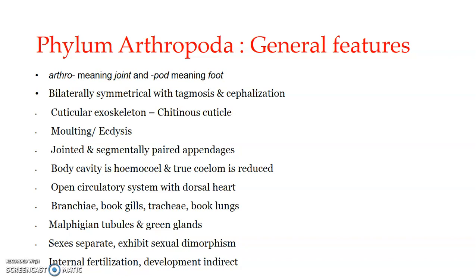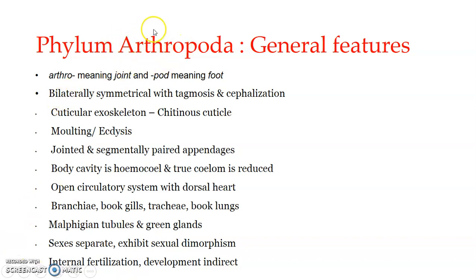So Phylum Arthropoda, what are the general features? If we are asked what arthropods are, arthropods can be defined as bilaterally symmetrical, triploblastic, metamerically segmented animals with the coelom reduced and modified to form hemocoel. The body is covered with a chitinous exoskeleton that molts periodically, and with jointed appendages. So arthropods are basically bilaterally symmetrical animals.